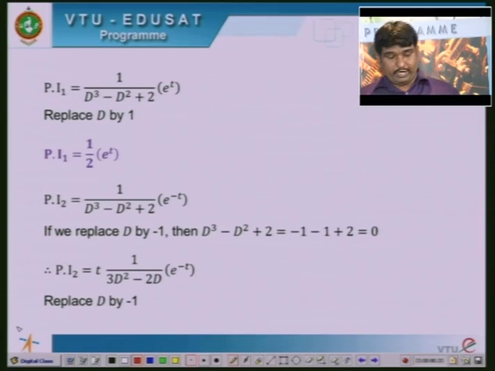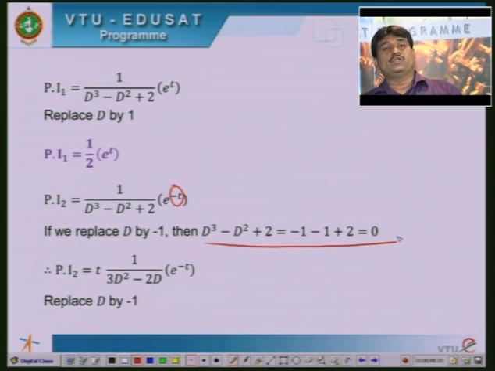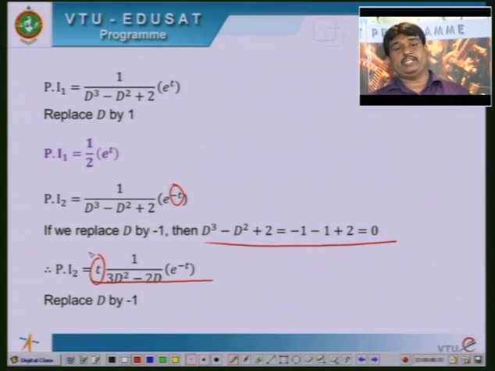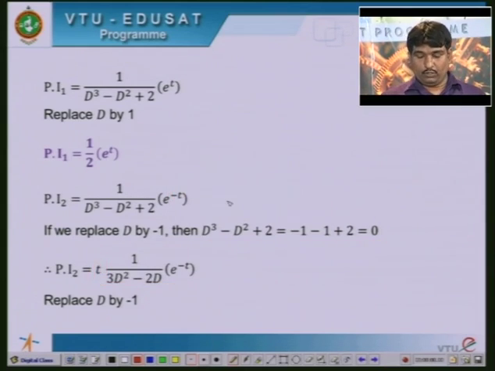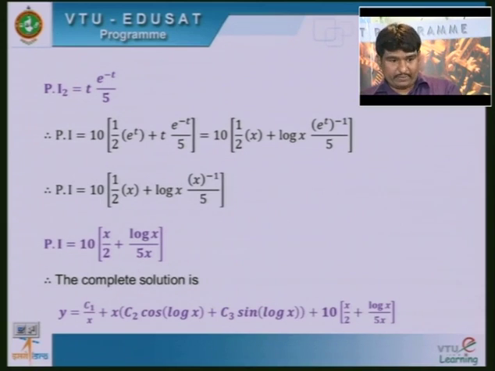Pi2 is 1 by d cube minus d square plus 2 operated on e to the power of minus t, as you know, minus 1, that is this coefficient. As minus 1 is a root, the denominator will become 0 for sure. The denominator is 0, so we have to use this rule: we multiply by the independent variable, which is t, into 1 by 3d square minus 2d, which is the derivative of f of d. I have differentiated it. Now replace d by 1, the usual procedure. You will get t into e to the power of minus t by 5 as the answer.